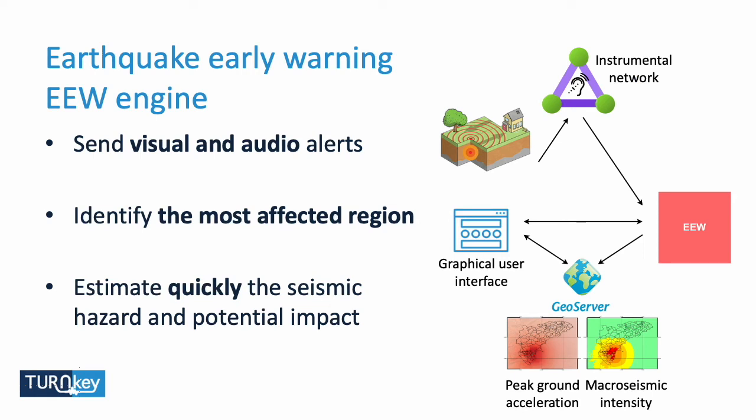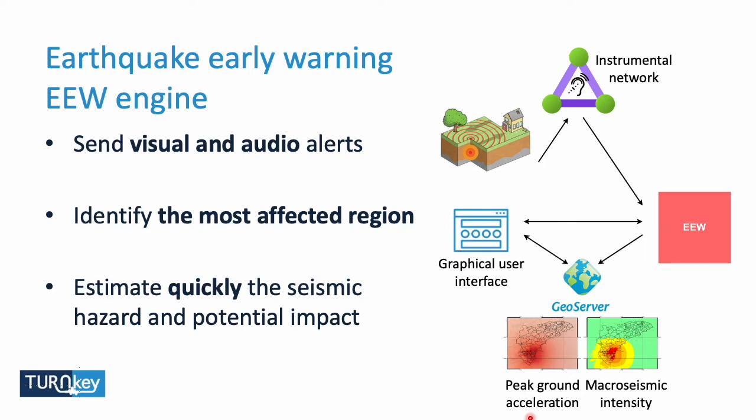So if I explain the main activity of each of these components, first the early warning: when something happens, it may send a visual as well as audio alert. It is because here we have the instrumental network, and it is listening. Then when it reaches the threshold, it is received by the scientific engine for the early warning, which generates the potential impact that may be produced by the earthquake in terms of shake map.